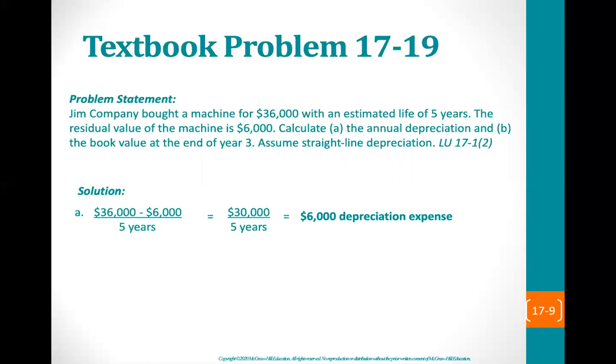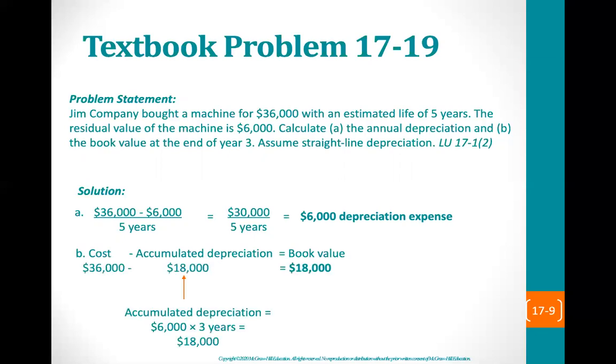Part B asks us what the book value is at the end of year 3. So if we've taken 3 years worth of depreciation, we have taken $18,000 worth of accumulated depreciation. $6,000 a year for 3 years is $18,000. Our cost minus our accumulated depreciation gives us our book value of $18,000.